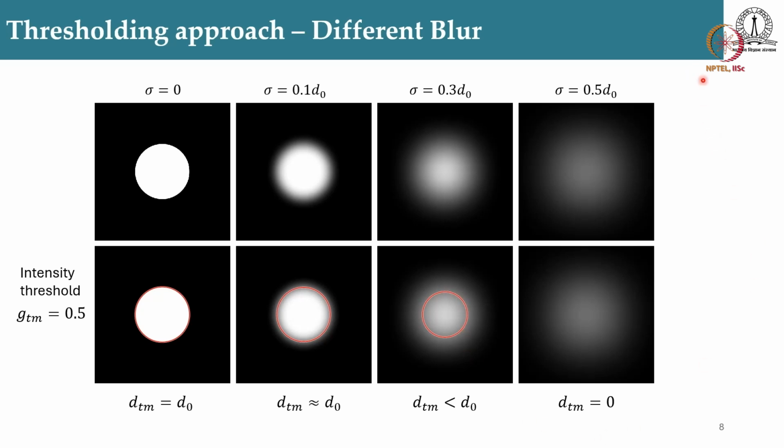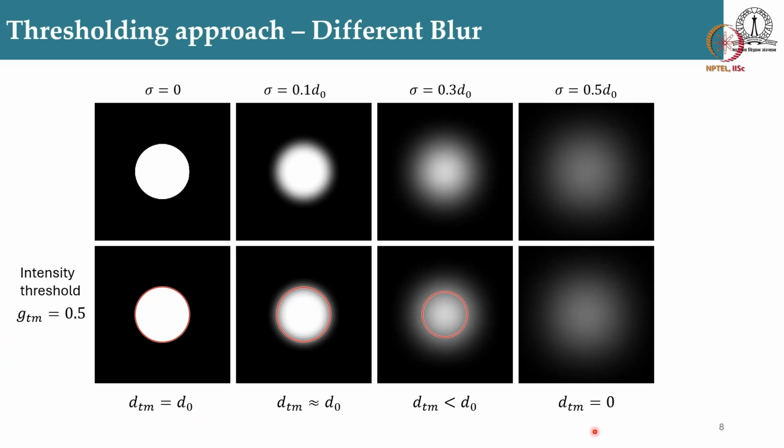If you go to even higher blurring, like 0.5 times the particle diameter, which is an extremely high blurring, you can barely see the particle here. It looks like just a rough patch in the image. Here, there are no pixel values where your intensity is 0.5. So no particle is being detected here. You will detect nothing using this threshold.